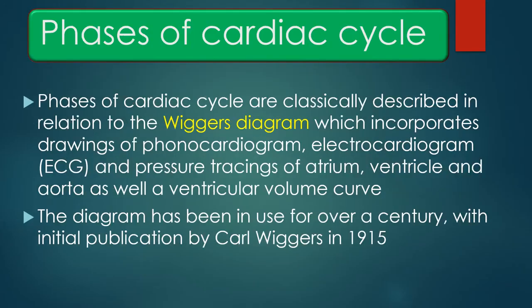Phases of the cardiac cycle. Phases of the cardiac cycle are classically described in relation to the Wiggers diagram, which incorporates drawing of the phonocardiogram, electrocardiogram, pressure tracings of the atrium and ventricle, aorta, as well as ventricular volume curve. The diagram has been in use for over a century, with the initial publication by Carl Wiggers in 1915.